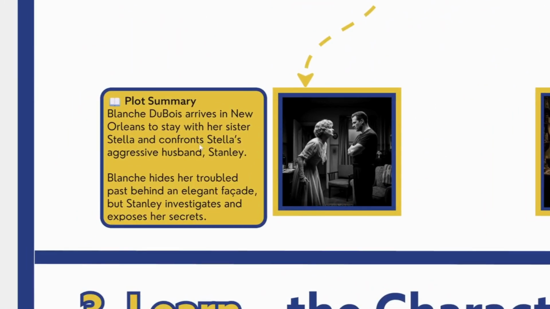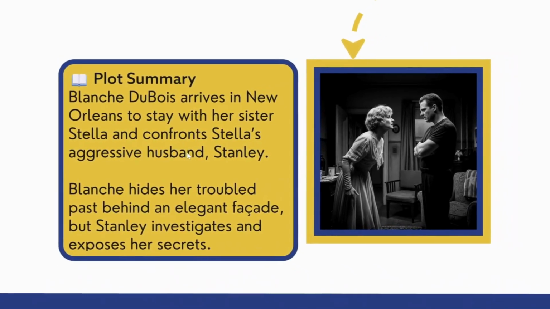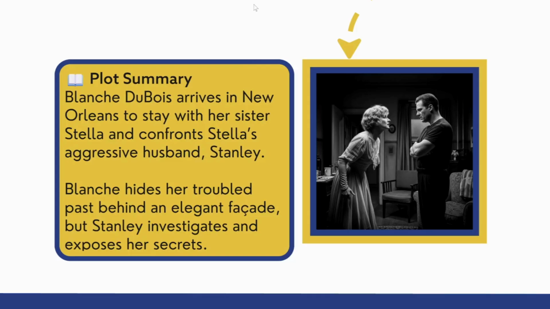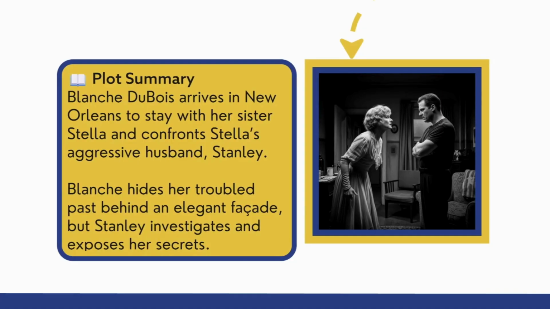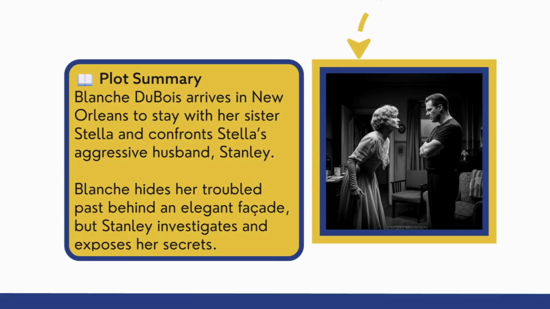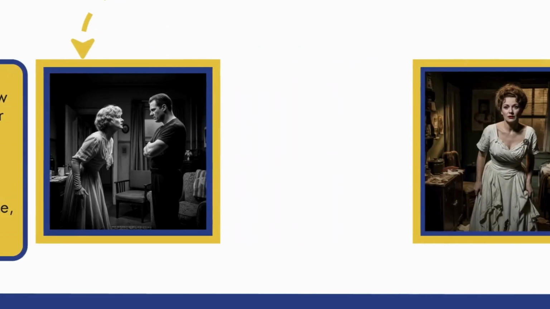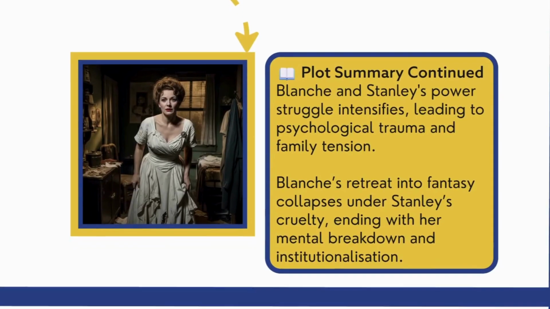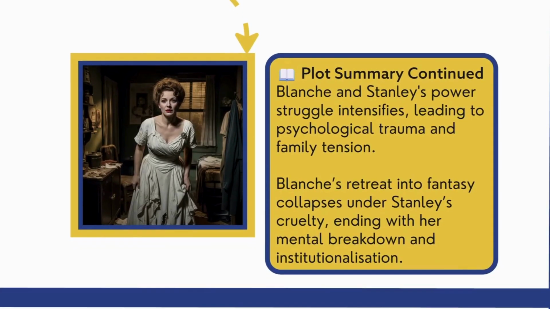Now if we look at some of the key plot events then. So we have the main character, really, main protagonist, Blanche DuBois. So she arrives in New Orleans to stay with her sister, Stella, and she ends up confronting Stella's very aggressive husband, Stanley. And that triggers tragic events from there. So Blanche starts to hide her troubled past behind a very elegant facade. But Stanley, because of their animosity now, starts to investigate and starts to pick apart her secrets and expose them. Then moving forward, as the plot continues, Blanche and Stanley's power struggle intensifies.